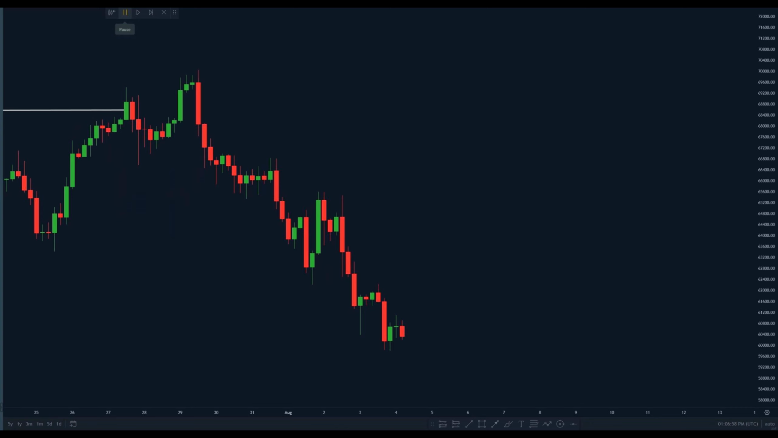But remember one thing, never execute a trade only on candlestick confirmation. Always use price action and some technical indicators to execute. And after that, you can wait for a candlestick confirmation pattern to execute the trade.